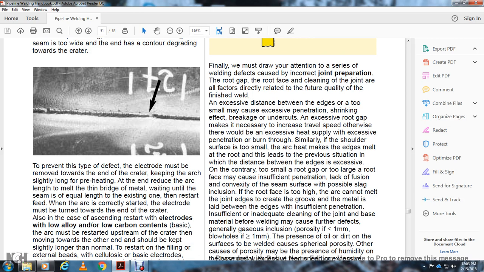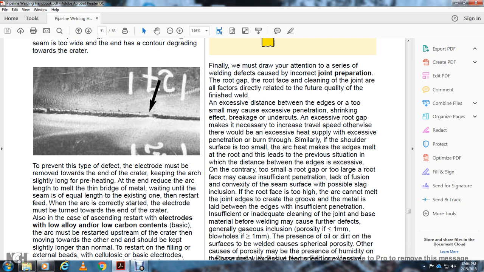On the contrary, too small a root gap and too large a root face may cause insufficient penetration, lack of fusion, convexity of the seam surface, with the possibility of slag. If the root face is too high, the arc cannot melt the joint edge to create the groove of the metal, between the edge of the insufficient penetration and insufficient adequate cleaning of the joint base metal material.